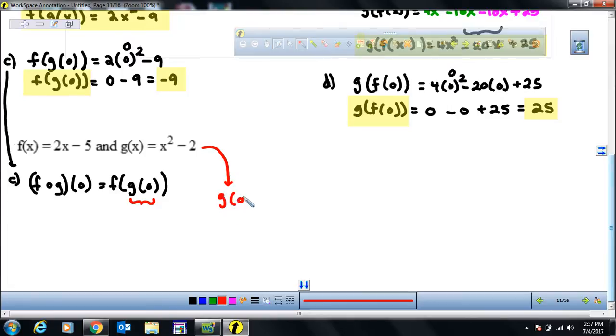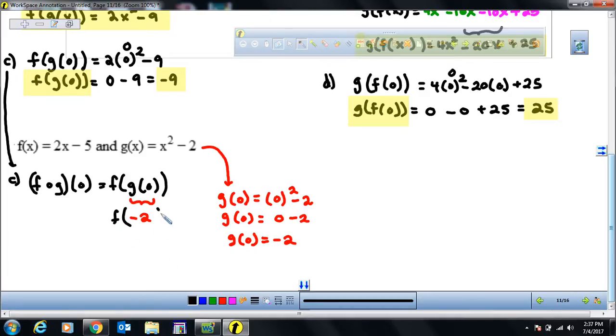So I'm going to find g of 0. I replace the x with the 0, and that gives us g of 0 equals 0 minus 2, which is negative 2. So g of 0 is negative 2. This value inside is equal to negative 2.